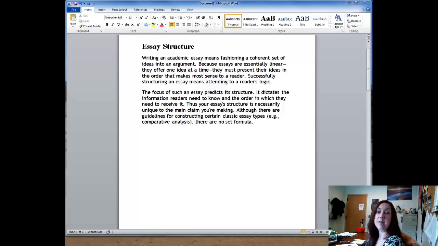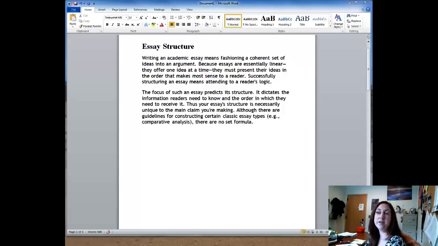I do want to read you this short excerpt that I took, and it's actually from the Harvard Writing Center. It was their explanation of essay structure, and I thought it was a really good way to consider basically what I've been telling you. And this is their definition. It basically says that writing an academic essay means fashioning a coherent set of ideas into an argument. Because essays are essentially linear, they offer one idea at a time.